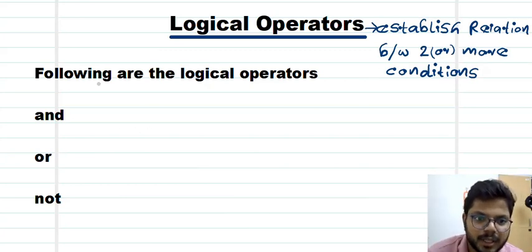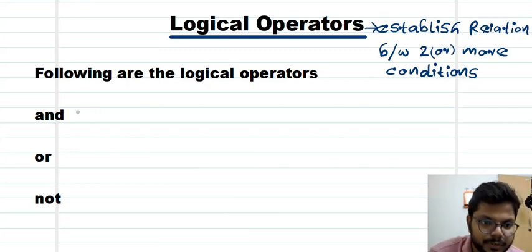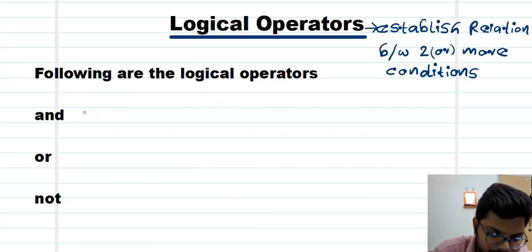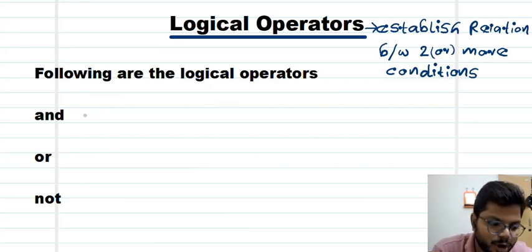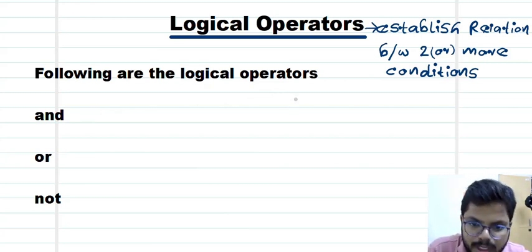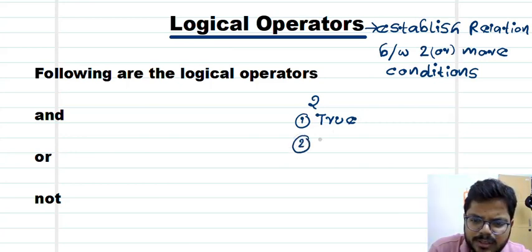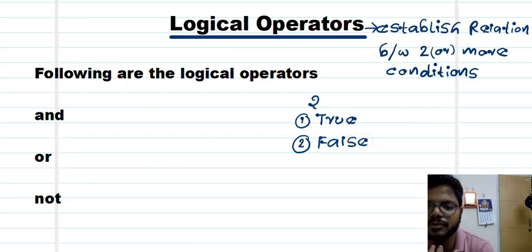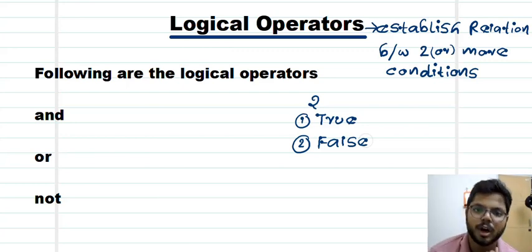Now we will see in detail the following logical operators. The first one is AND. So AND will establish a relation between two operations. Before proceeding with these operations, I need to tell you that here, logical means there are only two options for us. The first one is true and the second one is false. These are the only two possible values for logical operations.